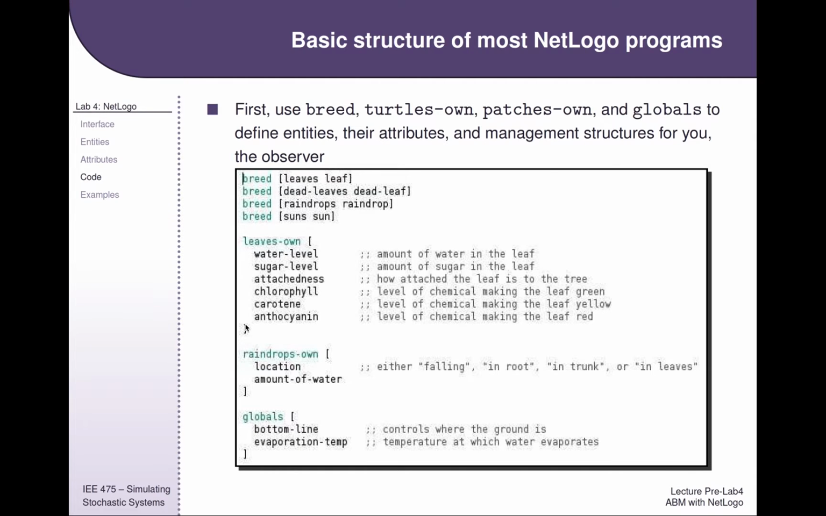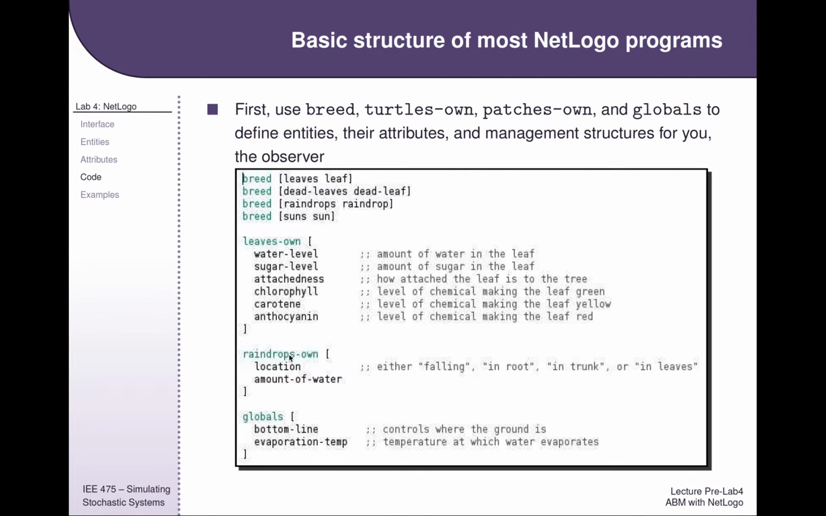All right, now, raindrops do have their own attributes. Attributes are sort of the things in which the entities can differ, the dimensions along which they differ. Leaves can differ in how much water they have, how much sugar they have, whether they're attached or not, et cetera, et cetera. But raindrops differ not in these properties, but in these properties. So raindrops have a location, and they give their little comment here. It's either falling, in the root, so it's being taken up by the tree, in the trunk, or in the leaves. So this agent-based model actually ends up representing how the water coming up through the trunk affects the health of the leaves.